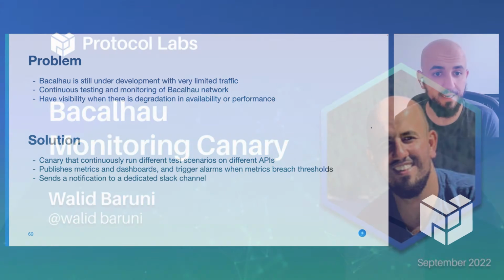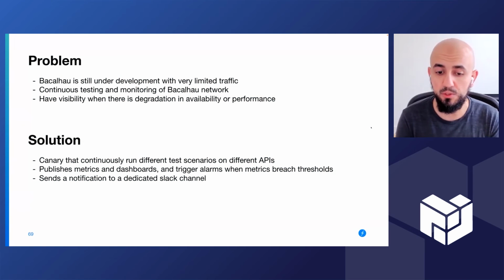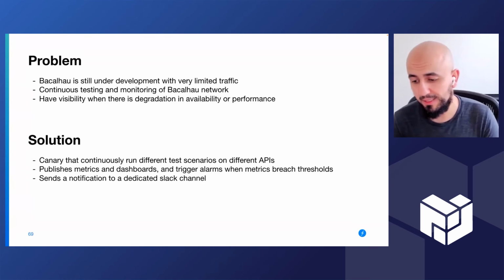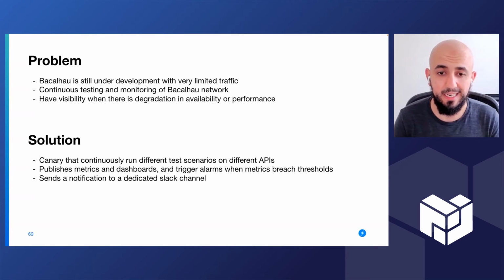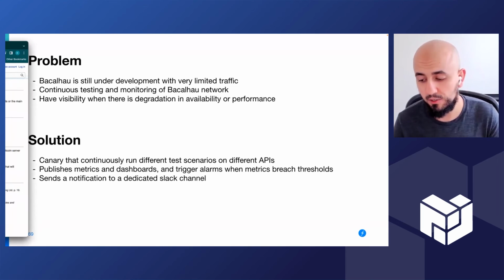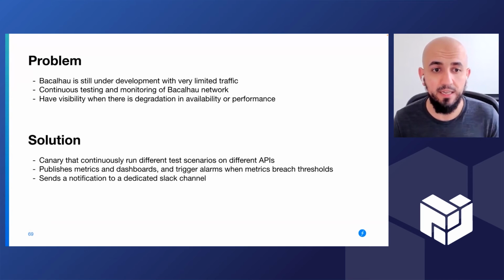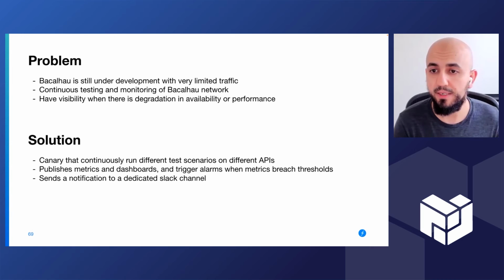Bacalhau is a network that allows users to submit jobs, computation jobs that get executed on a trustless network of nodes. So a job gets orchestrated, nodes can bid for job execution, some bids get rejected, some accepted, and the end result is made available to the caller using IPFS.